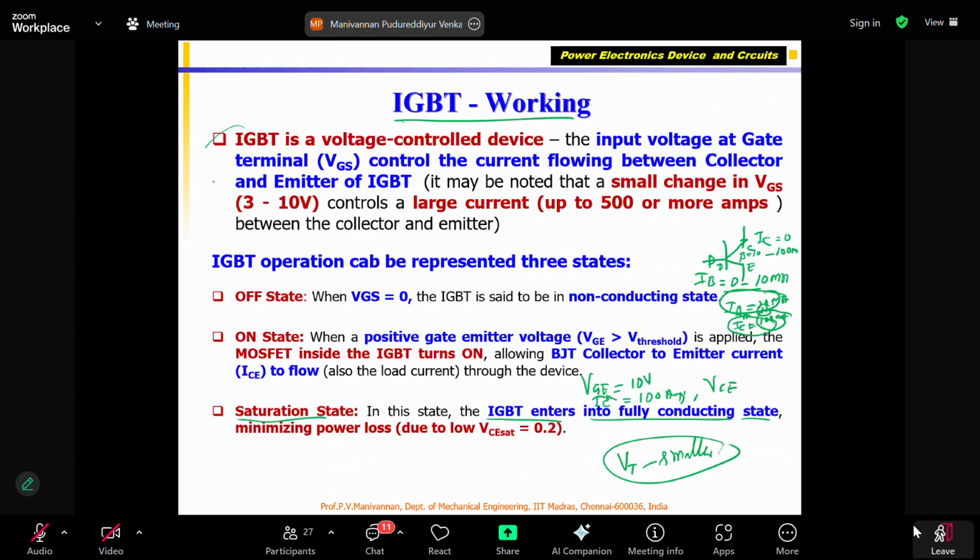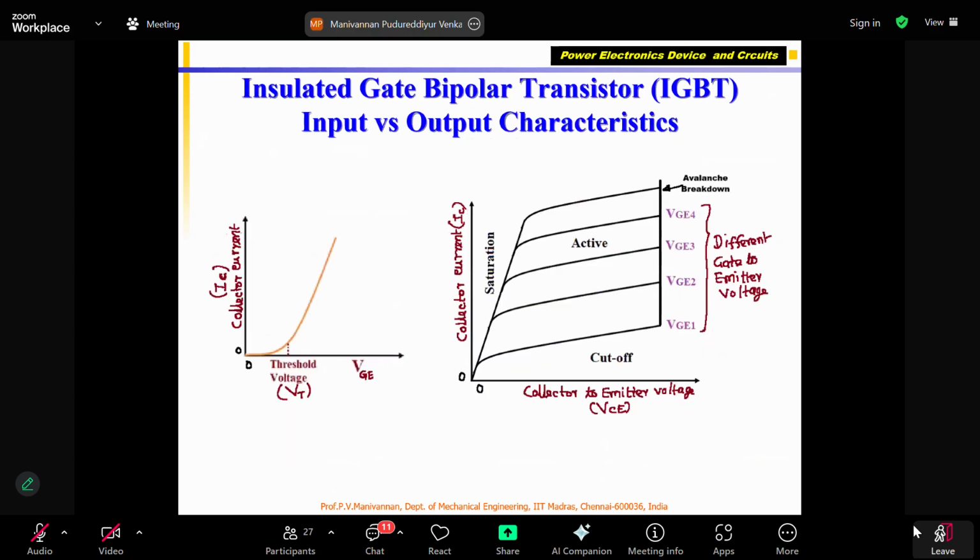Okay, so we already talked about the voltage ratings, all these things. I'm not going to discuss them. We have talked about the three stages. And this one shows the input-output characteristics of the IGBT. In the input stage, VT is nothing but the MOSFET threshold voltage. This is my VGE. When VGE equals 0 volts, the MOSFET will not conduct, so my transistor will not work.